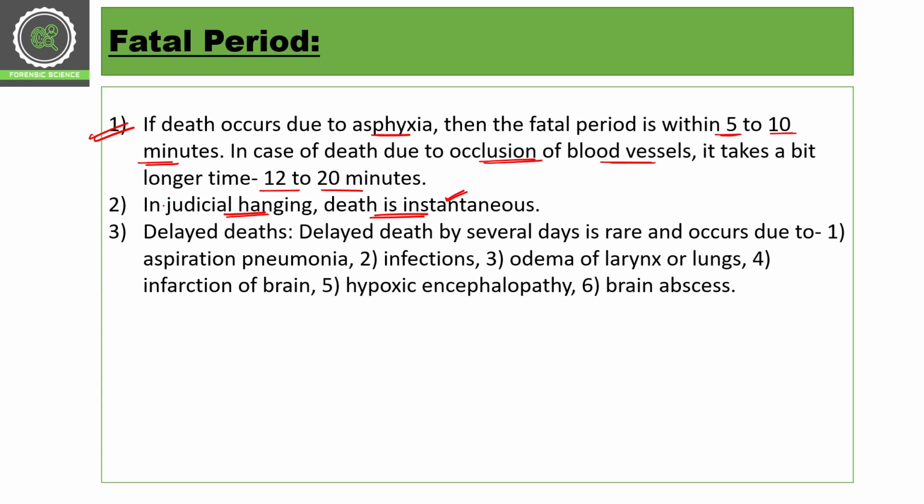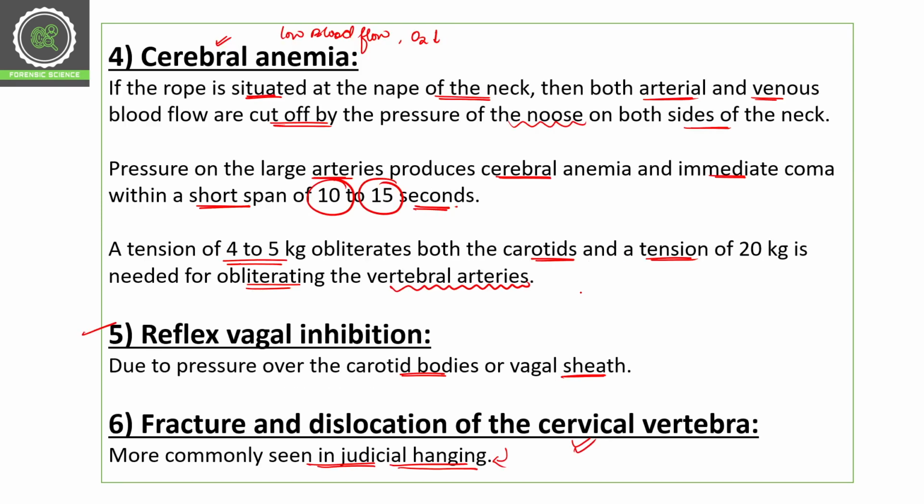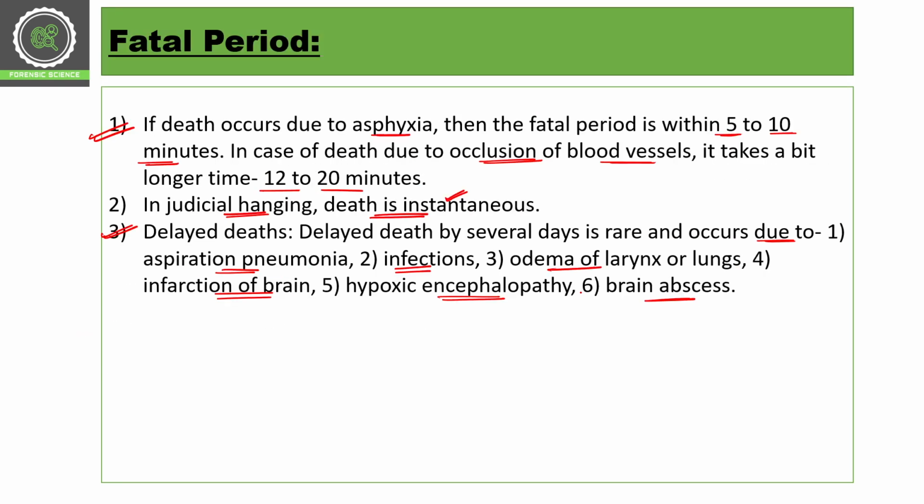Okay. Then if death is delayed, deaths after several days are rare and occur due to conditions like aspiration pneumonia, any infection, edema of larynx or lungs, infarction of brain, hypoxic encephalopathy or brain abscess. So these are some issues related to delayed deaths. And in judicial hanging, it is really very quick and instant. In the first type, asphyxia, and in venous congestion and cerebral anemia, it takes maximum 20 minutes, and in case of asphyxia the time is really very less, 5 to 10 minutes.